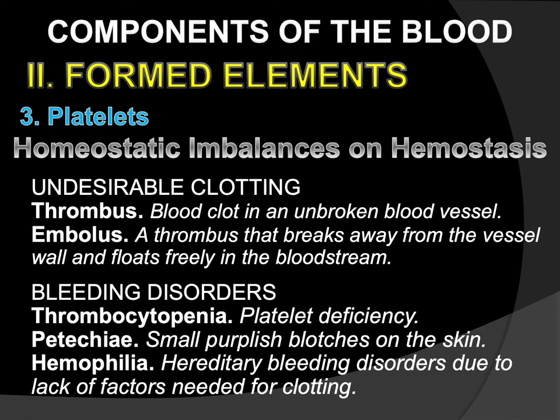What are some of the homeostatic imbalances when we deal with hemostasis? If there is undesirable clotting, a thrombus or embolus forms. A thrombus is a blood clot in any unbroken blood vessel. Nagiging embolus siya if a thrombus breaks away from the vessel and floats freely in the bloodstream.